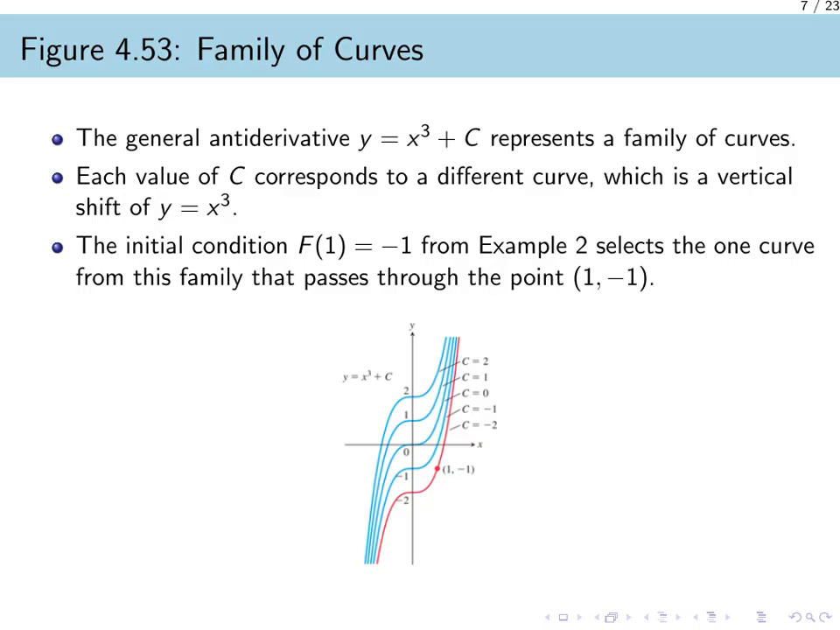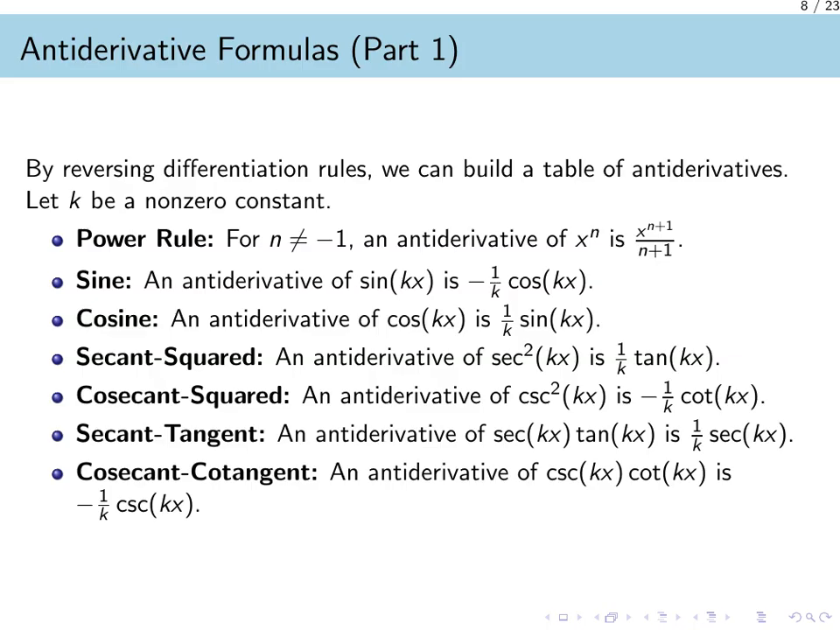As the figure shows, only the curve where c equals -2 actually passes through that point. The key takeaway is that an initial condition turns a general family of solutions into the one particular solution we need. Now that we know what an antiderivative is, we can build a toolbox of formulas to find them, and you will see that these are just our familiar derivative rules in reverse.